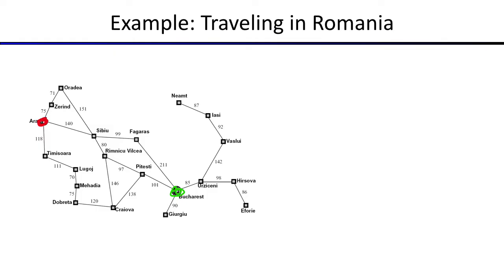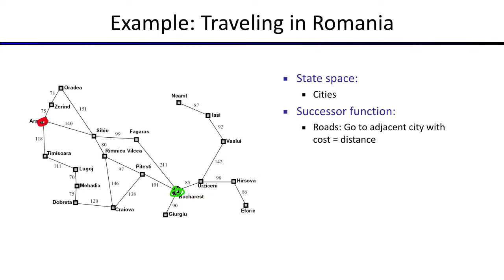So, what is the state space? In this case, the state space is cities, because all you need to keep track of to be able to solve this problem is which city you are currently in. And then the successor function is taking an action that is to go along one of these roads. So if you're in Arad and you take the action go to Sibiu, then the successor function will say, okay, now you're in Sibiu and you've incurred a cost of 140.